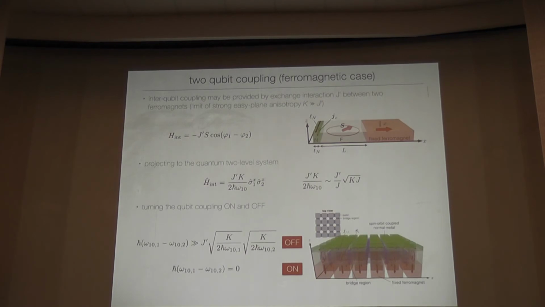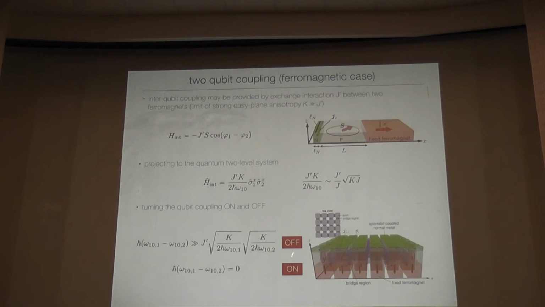And if we now project down to the four-dimensional Hilbert space defined by the Hilbert space of one qubit and the other qubit, it gives rise to a sigma x type coupling between these two devices. The scale of this coupling is the ratio of J prime, the inter-ferromagnetic coupling, over the exchange coupling in this direction, times the plasma frequency scale for this single qubit. So that's the scale of the coupling between the two qubits.